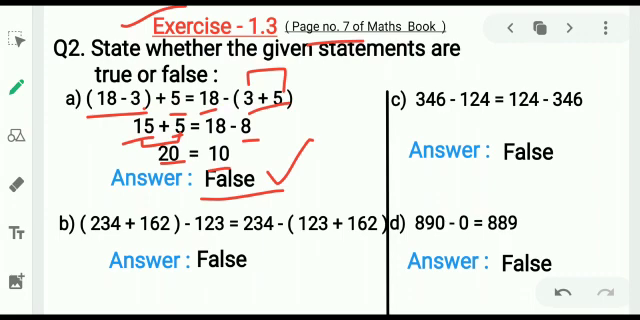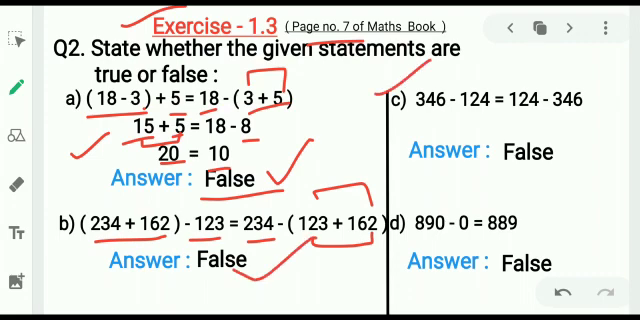Part B: (234 plus 162) minus 123 is given. Again we change the group: 234 remains first, and we take the group of 162 minus 123. As we solved part A, we can solve part B too, but we can answer just by seeing that the group is changed. If the group is changed, then by the associative property of subtraction, it should be false.